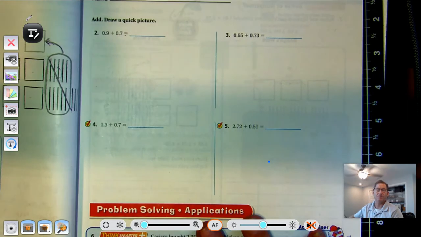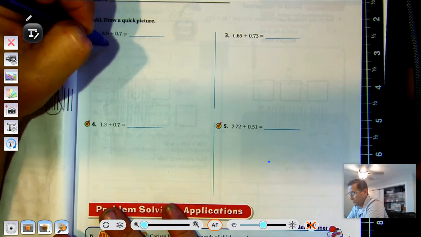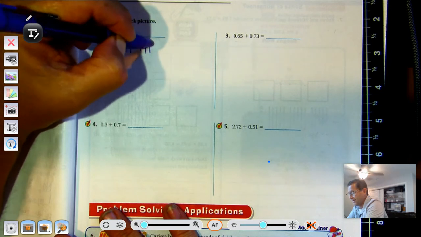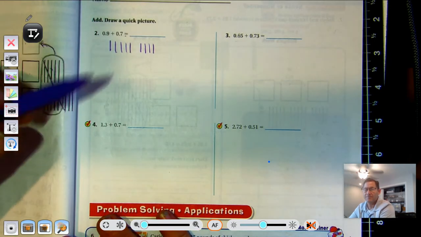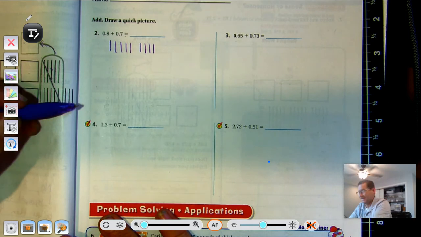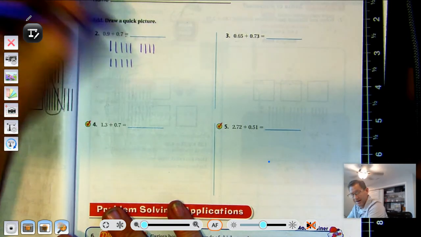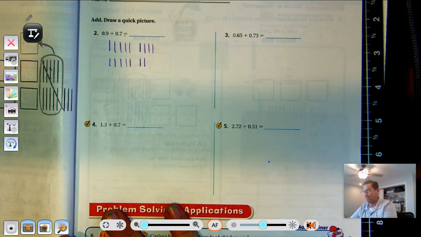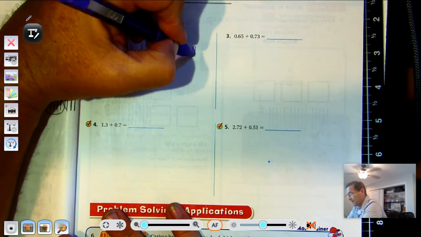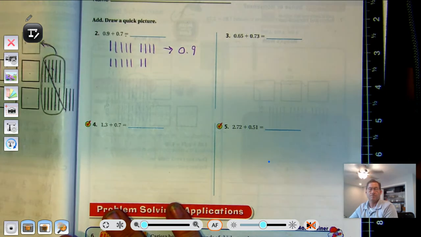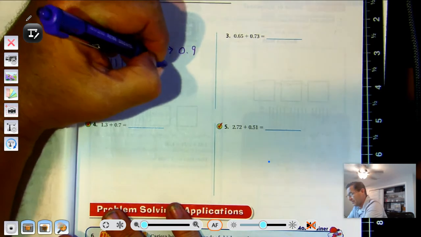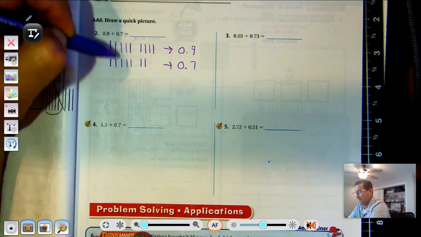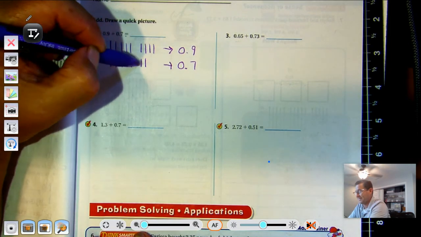Okay, let's do number 2. 9/10. All right, so 1, 2, 3, 4, 5. Put a little space. 6, 7, 8, 9. That just makes it easy to combine for regrouping. And 7/10. 1, 2, 3, 4, 5, 6, 7. Okay, so the top one is 9/10, and the bottom one shows 7/10.